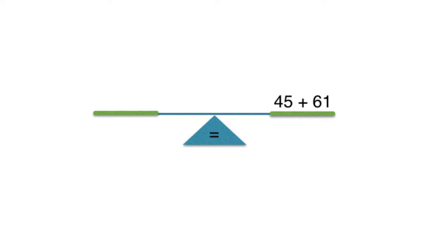In this example, we see we will be placing a value to the left of the equal sign, but the process remains the same. Given that the expression 45 plus 61 has a value of 106, we could place any number or expression that is equivalent to that value on the left side of the scale. Examples include 106 and 110 minus 4. There are many other possibilities.